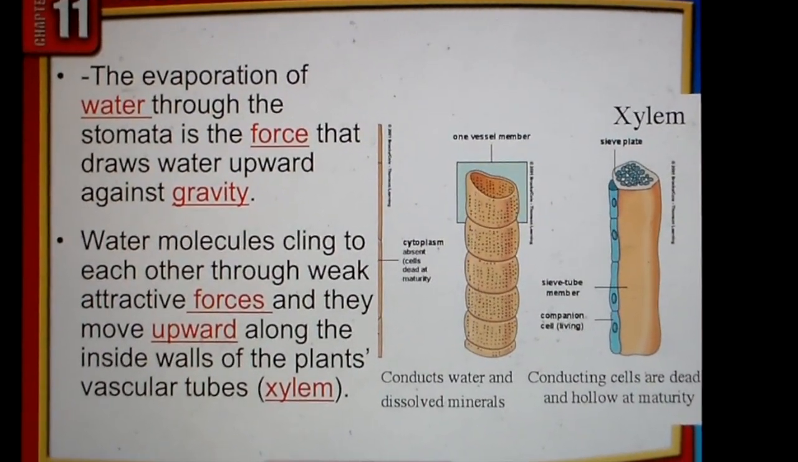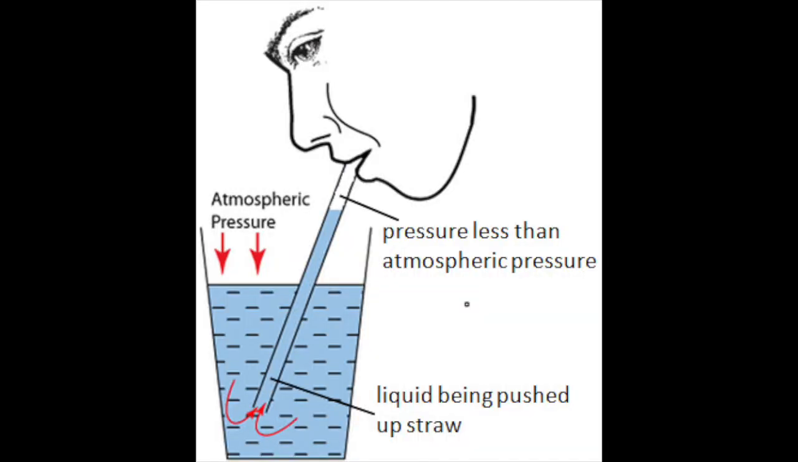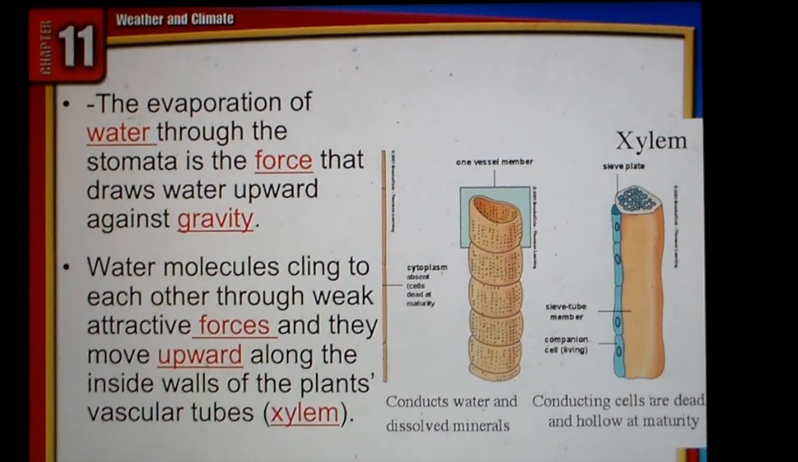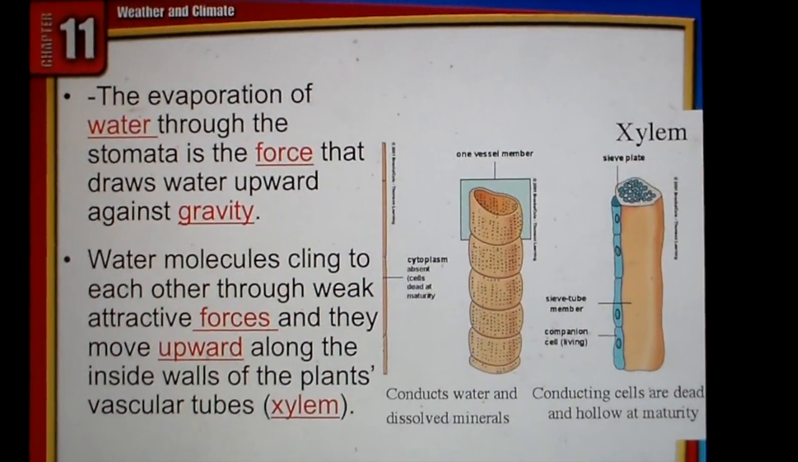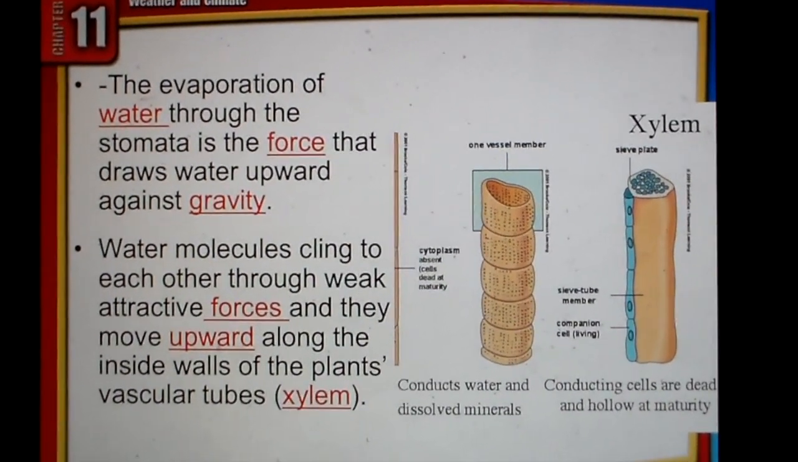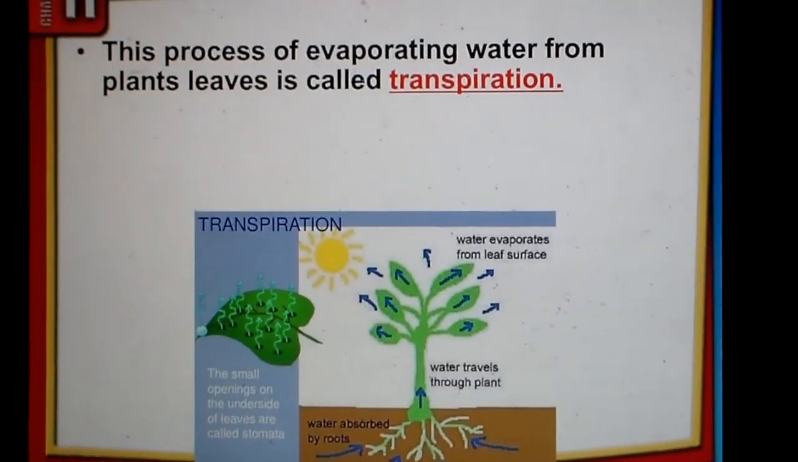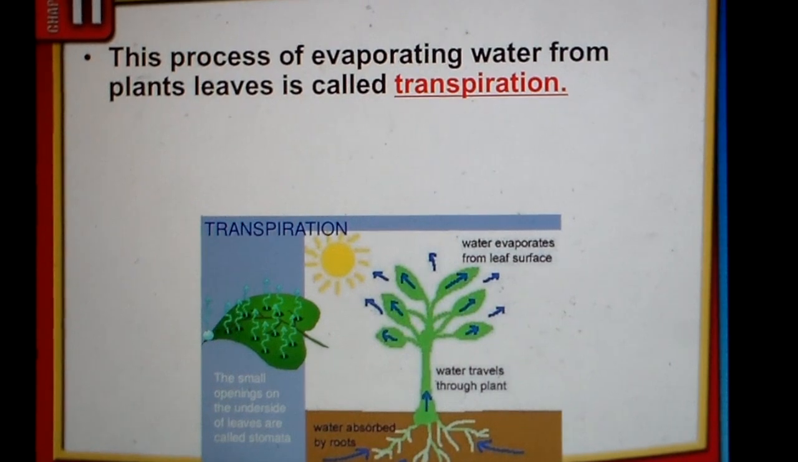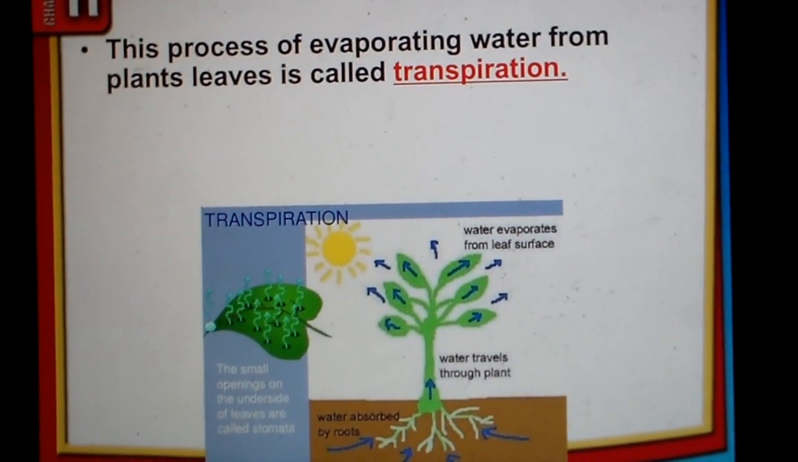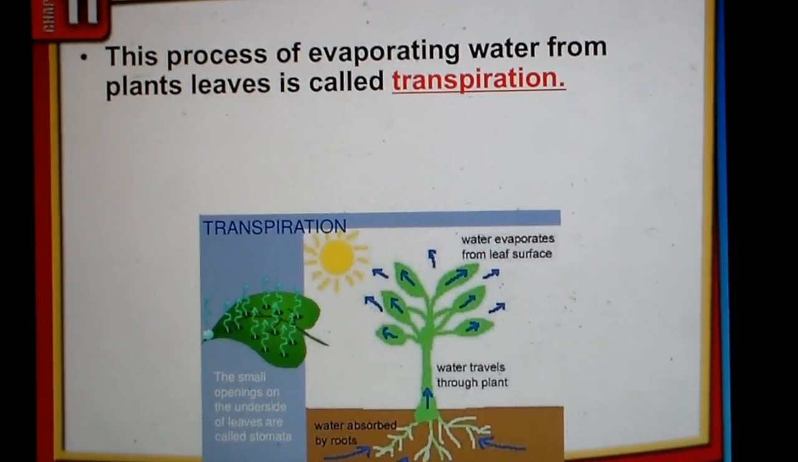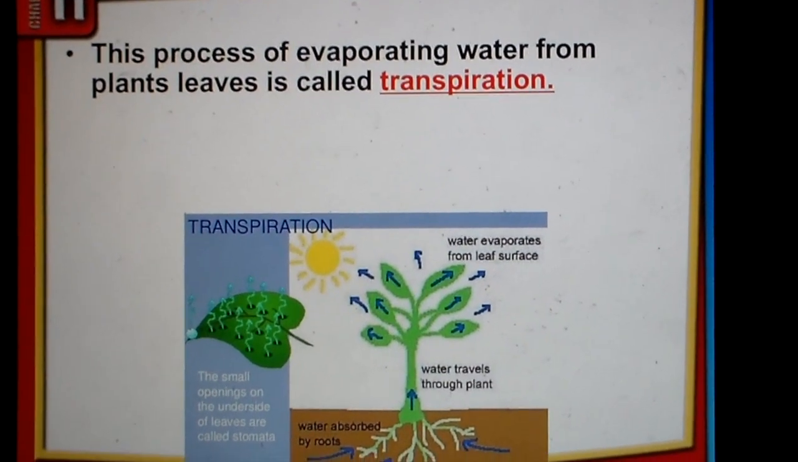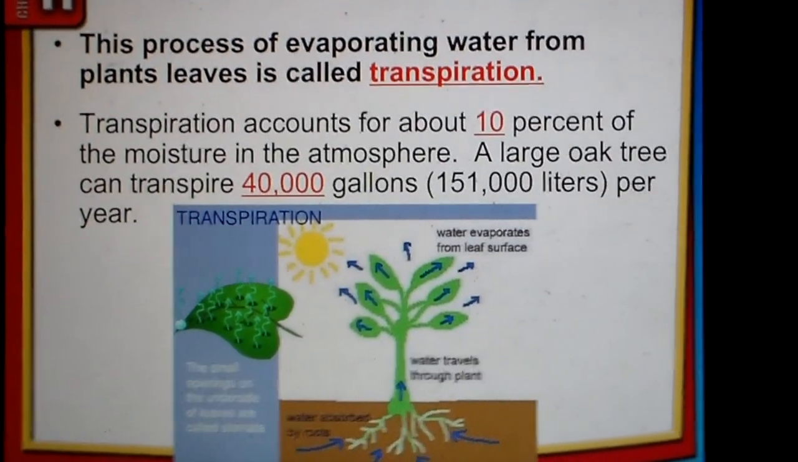I like to think of it very much like drinking out of a straw. As you drink water out the top of the straw, the rest of the water in the glass gets pulled up through the straw, so this force actually allows water to travel hundreds of feet upward against the downward pull of gravity. Pretty awesome. So, this process of evaporating water from plant leaves is called transpiration. Not evaporation, but transpiration, and it's pretty darn important.